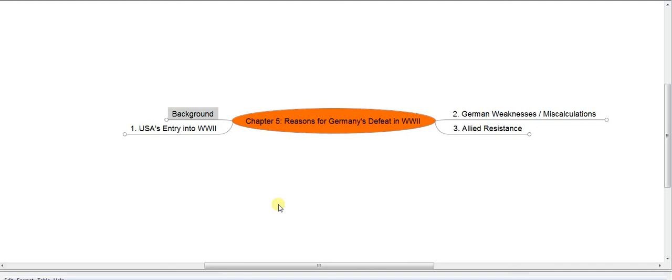Hello guys, right now we're going to look at chapter 5, reasons for Germany's defeat in World War II. Chapter 4 was about the outbreak of World War II in Europe, how World War II came about. So right now we're going to focus on how it came to an end, and the focus will be on Europe itself. That culminated with the defeat of Germany within Europe itself.